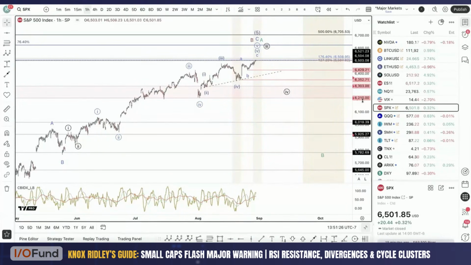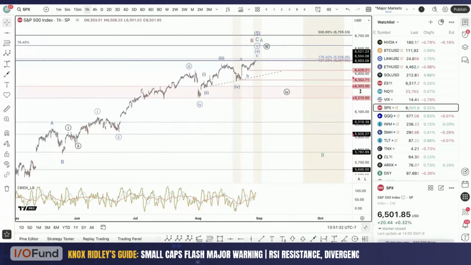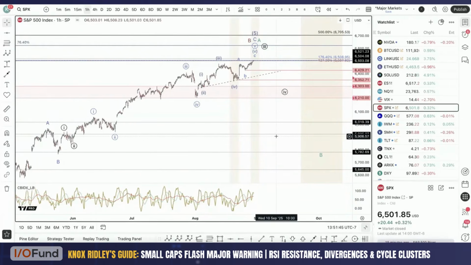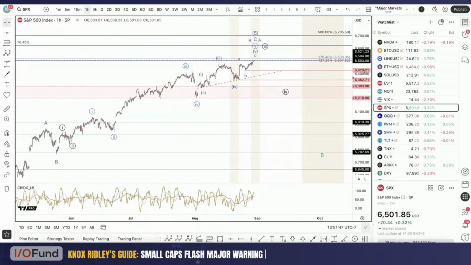62.10 is it. So those are a lot of levels to work with in order to manage risk. I don't think shorting a market pushing to all-time highs is a good idea, even with divergences, even going into a timing window, even with everything I'm telling you and about to show you to support this. Waiting for support to break is going to be your best bet. And those are your supports to break with.